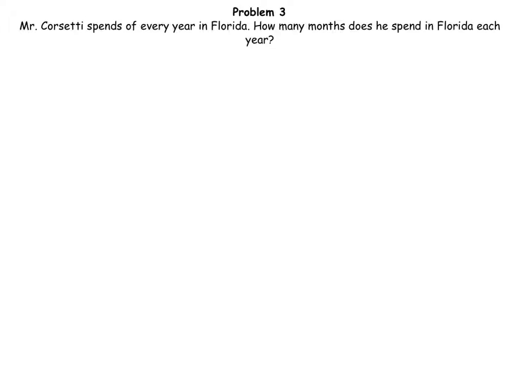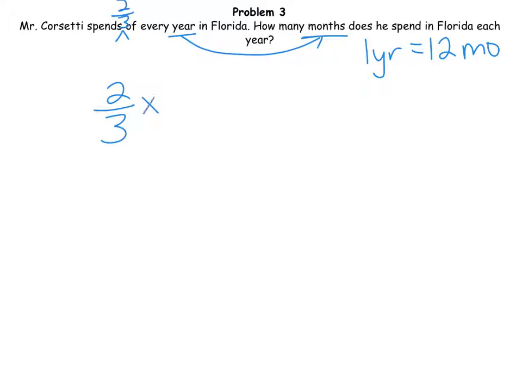Problem number 3. Mr. Corsetti spends 2/3, so we're going to add my fraction, of every year in Florida. How many months does he spend in Florida each year? Well, I need to know, it says months, so I need to go from year to month. So I need to know that 1 year is equal to 12 months. So I know he spends 2/3 of every year times 12 months. Well, so I can do 2/3 times 12 over 1, because that's my 12 months.